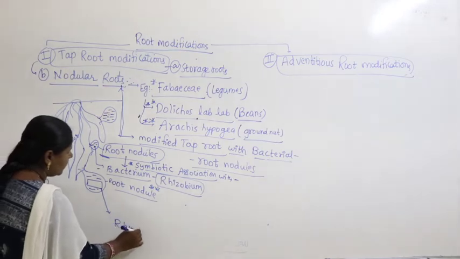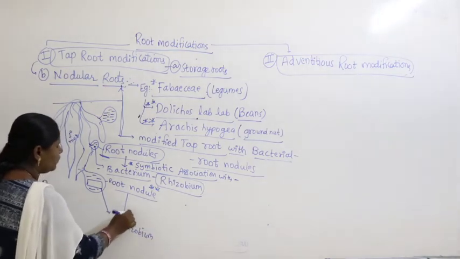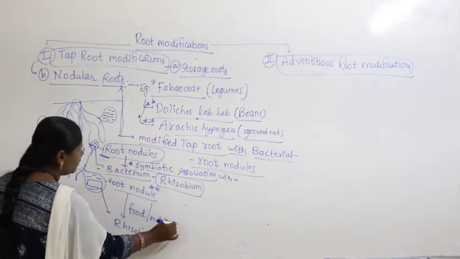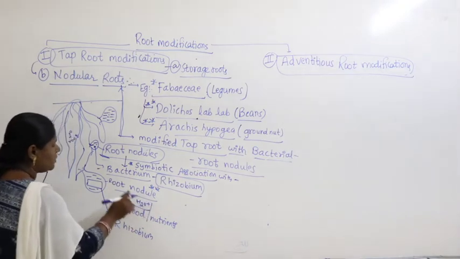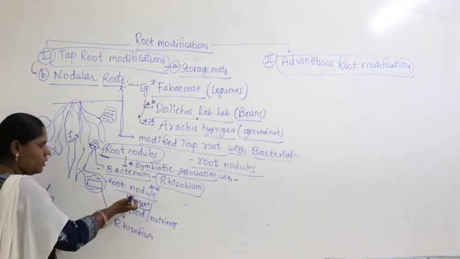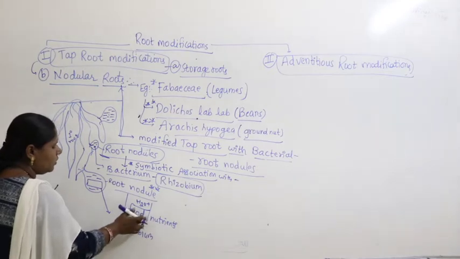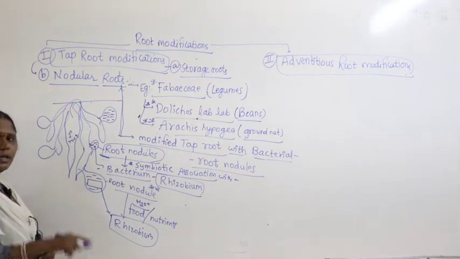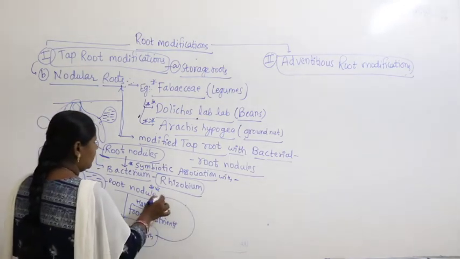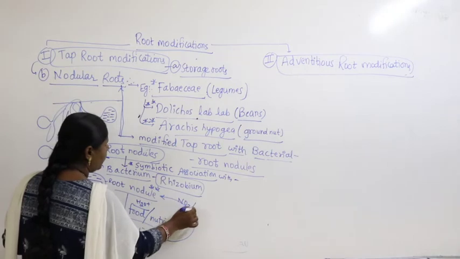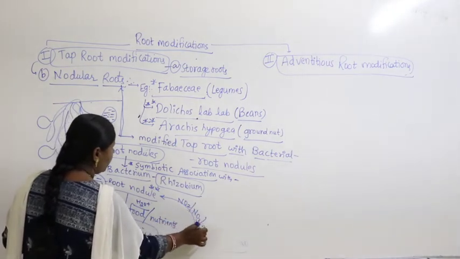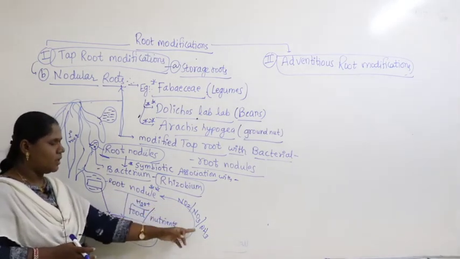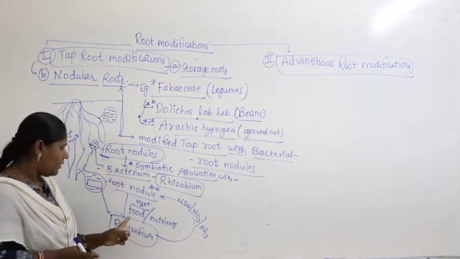Now what happens in this? Root nodule provides food and shelter. Food or nutrients along with the water. Root nodule will give water, food and nutrients to rhizobium. In return, rhizobium will give nitrate or nitrite or ammonia. So root nodule requires nitrite and nitrate ammonia. Who will give that? Rhizobium.